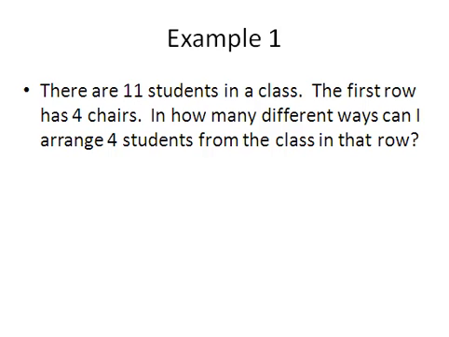Here's example 1. There are 11 students in a class. The first row of the class has 4 chairs. In how many different ways can I arrange 4 students from the class in that row? So I have 11 students, and I'm going to randomly select 4 and arrange them in the front row. How many different ways can I arrange 4 students from that class in that row?